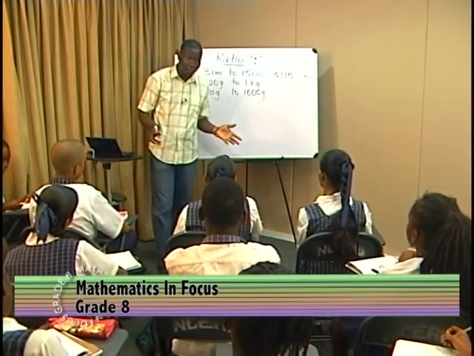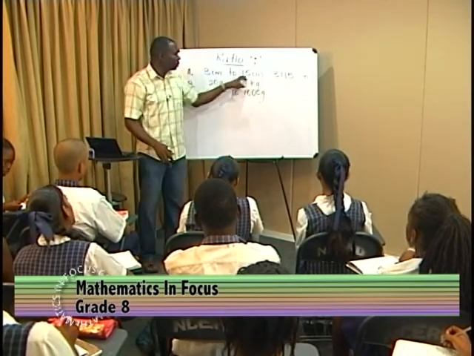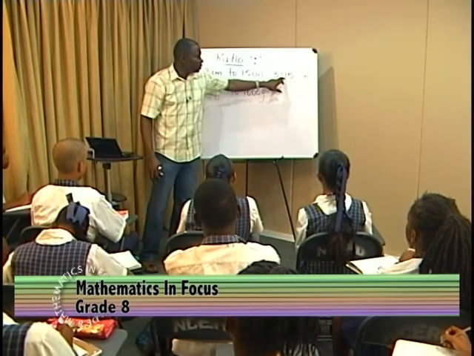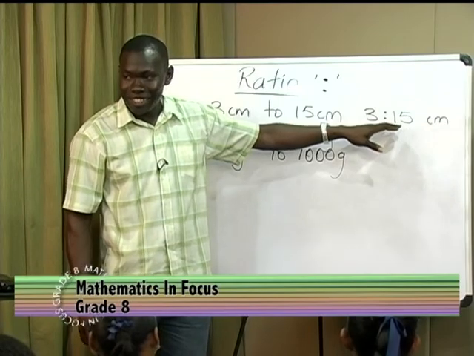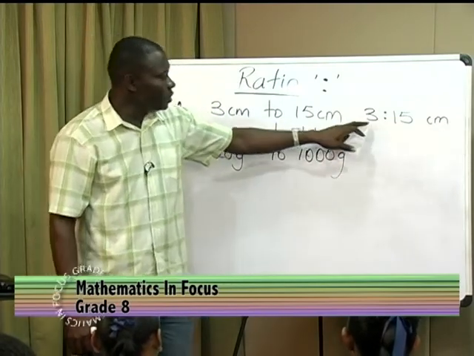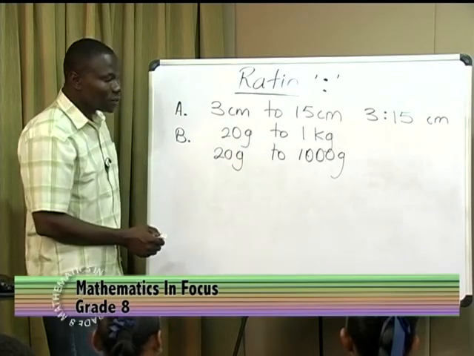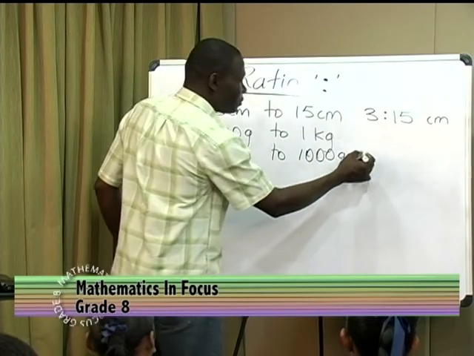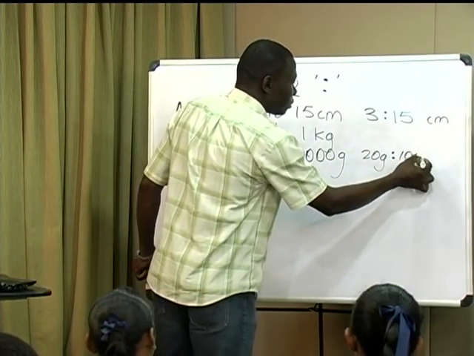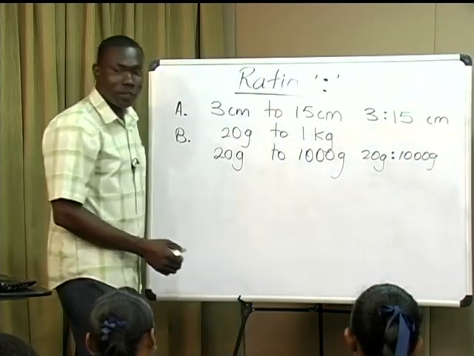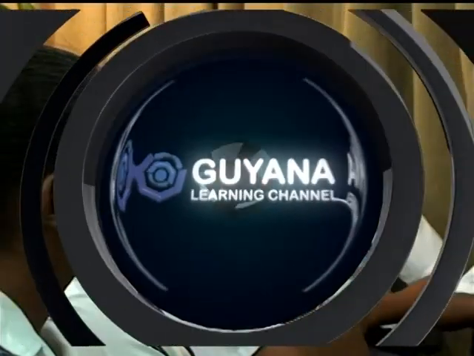Remember, that's what mathematics is about, making things easy. So rather than spelling out and writing out all of this, we just write 3 to 15. No, we're not speaking about time here. This is not 3:15 we're talking about, right? So it's not 3:15. We're talking 3 to 15. And then, for example, this 20 grams to 1,000 grams can be written as 20 grams, colon, 1,000 grams. Or we can just write it as 20, colon, 1,000, if we know that we are talking about grams.